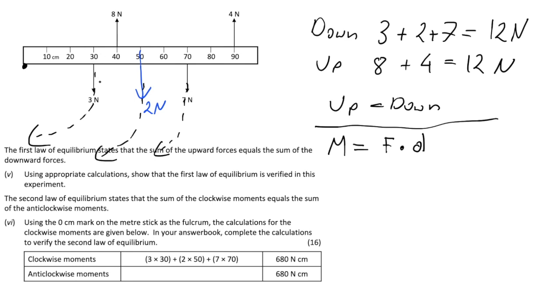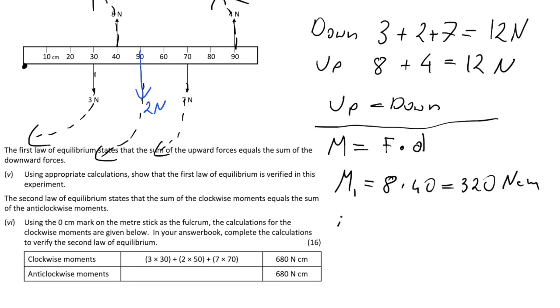So all you need to do is to verify that this is correct by finding the counterclockwise moments. Which forces give us the counterclockwise moments? Well, the force at 40 centimeters acting up and the force at 90 centimeters acting up. So they would rotate the ruler in this direction, which is obviously counterclockwise. So what would be the moments acting counterclockwise? Moment 1, I call it M1, is equal to 8 times 40, which is equal to 320 Newton centimeters.